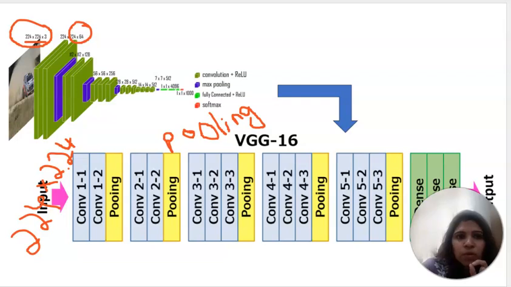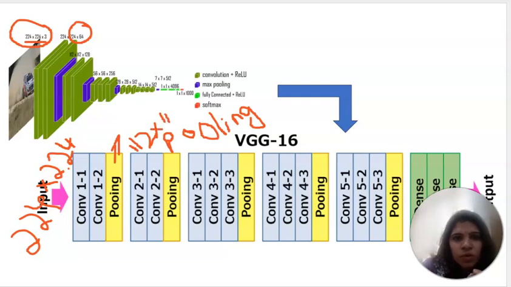After that, we have a blue layer. Here you can see a blue layer that is called the pooling layer. Okay, this is the pooling layer. And what does the pooling layer do? You all know pooling means it will pull out the important things, after that the size goes down. After pooling, the size comes to 112 by 112.